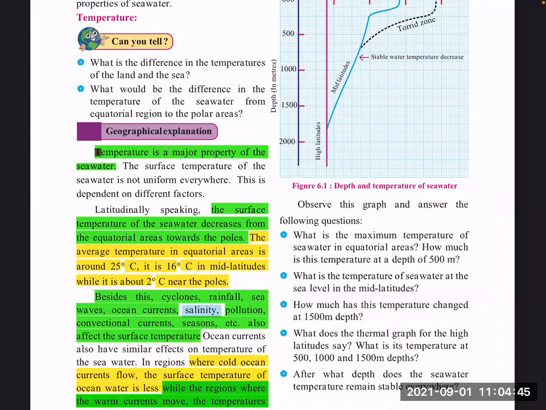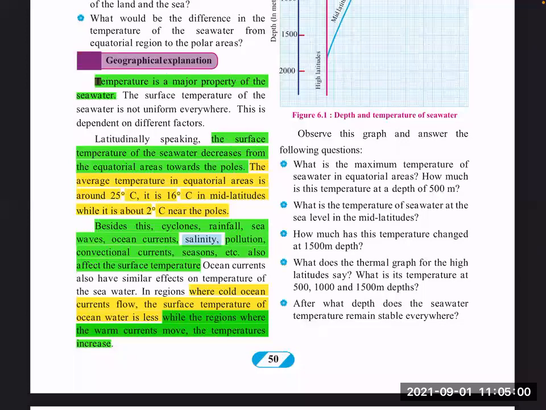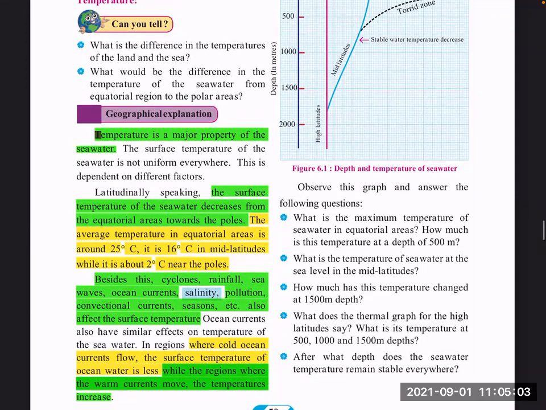Ocean currents have a similar effect on the temperature of seawater. In regions where cold ocean currents flow, the surface temperature of the ocean water is less, while in regions where warm currents move, the temperature increases. Last year you studied the currents, and I gave a small introduction also. Wherever there are cold ocean currents, near the northern latitude regions, nearer to the polar region, cold water currents are available. So there the surface seawater temperature is automatically reduced.